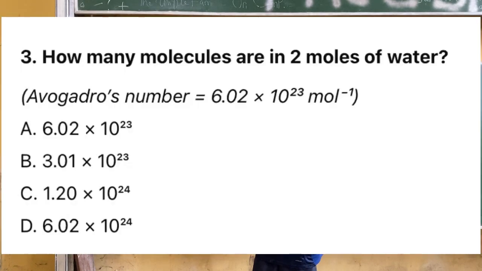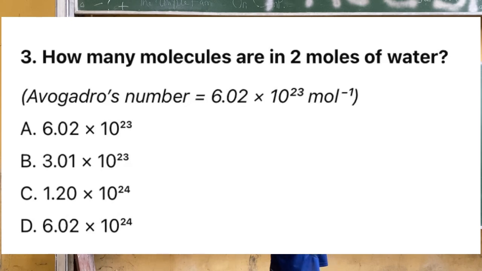Question 3 says, how many molecules are in 2 moles of water? They gave us Avogadro's number to be 6.02 times 10 raised to the power 23 per mole. You have the following options. Option A, 6.02 times 10 raised to the power 23. Option B, 3.01 times 10 raised to the power 23. Option C, 1.02 times 10 raised to the power 24. Option D, 6.02 times 10 raised to the power 24.